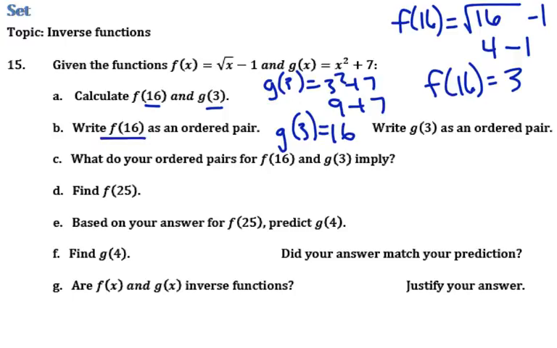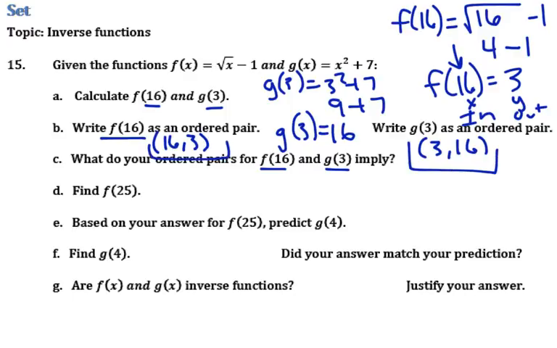So then when it wants you to write it as an ordered pair, think of it as the number inside the parentheses is the x, the other number is the y, the input and the output. So it would look like 16:3. G of 3 would look like 3:16. So what do you notice when you look at these numbers? Look at these ordered pairs. How are they the same? How are they different? So what does that mean?